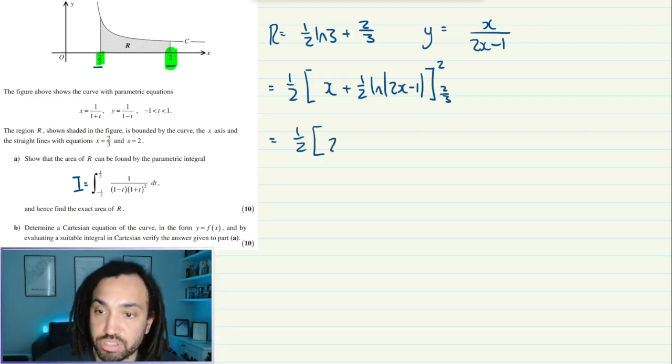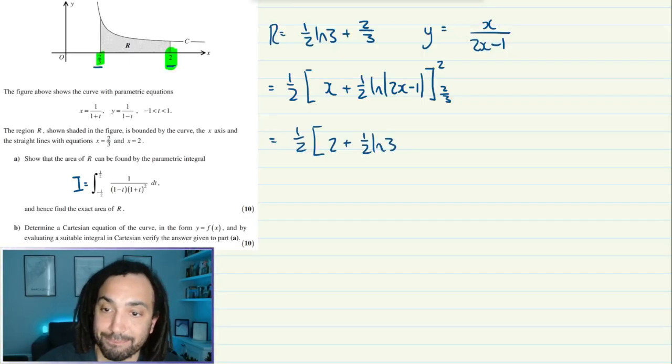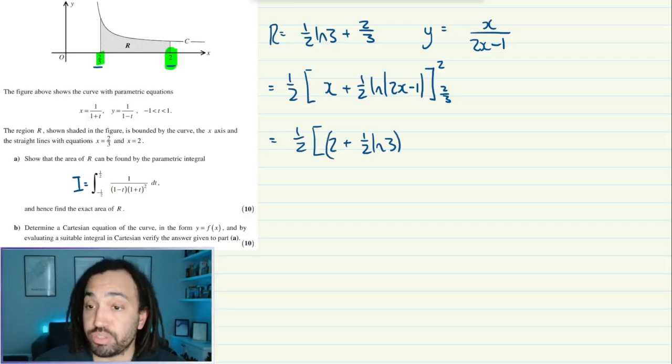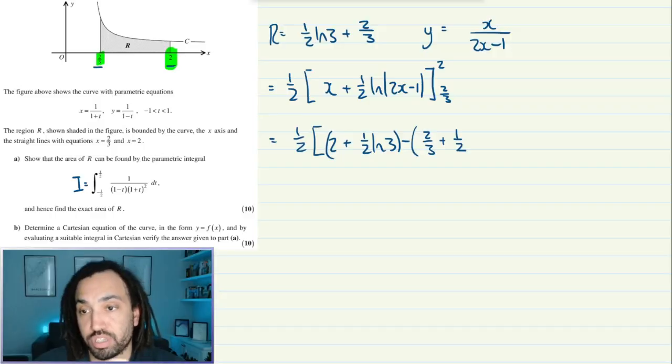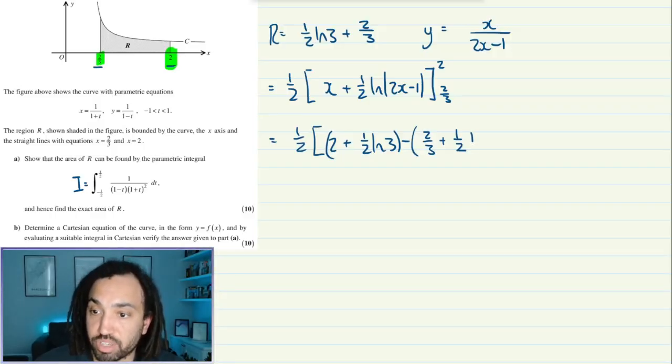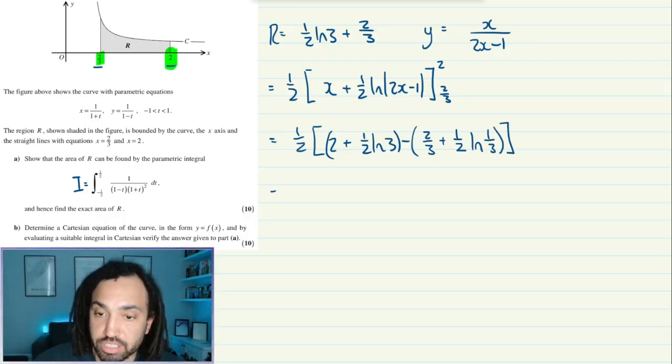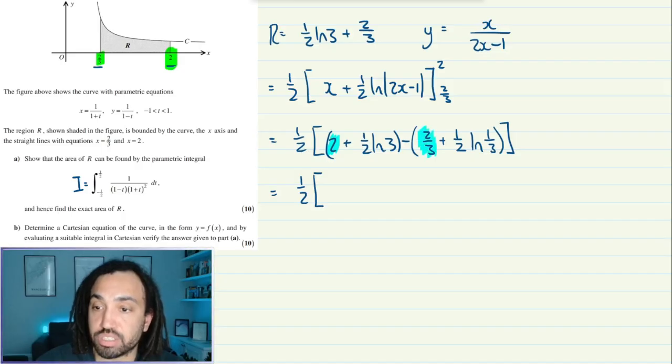Okay, so this is going to give me 2 plus a half ln of 3. That's what I get when I sub in 2, and then minus, when I sub in 2/3, I get 2/3 for x, and then plus a half. 2/3 times 2 is 4/3, minus 1 is 1/3, so ln of 1/3. Okay, great. So let's write them all out now. Let's do them individually. So 2 minus 2/3. That's nice and straightforward. That is 4/3.